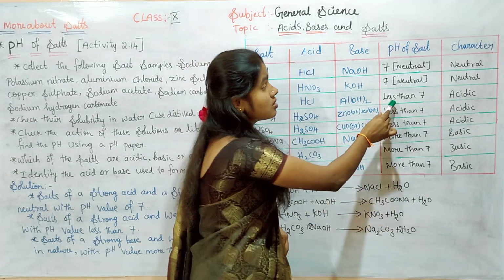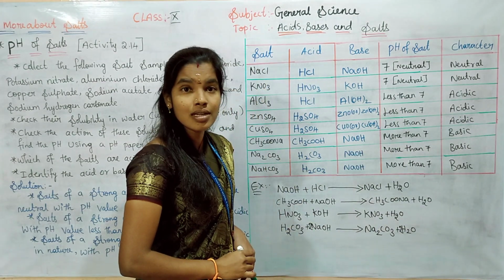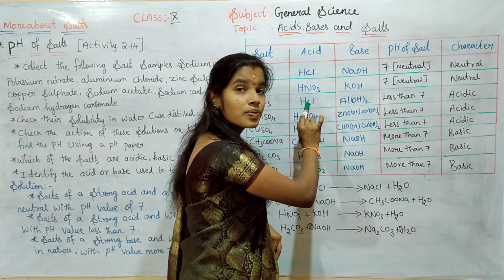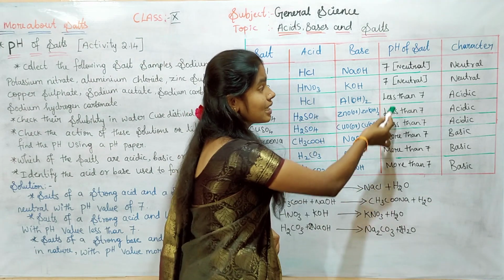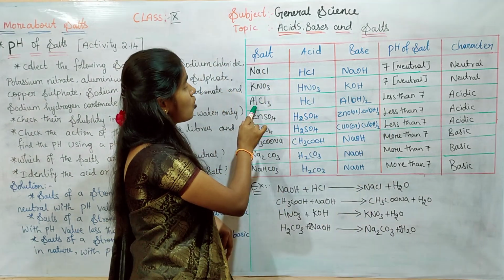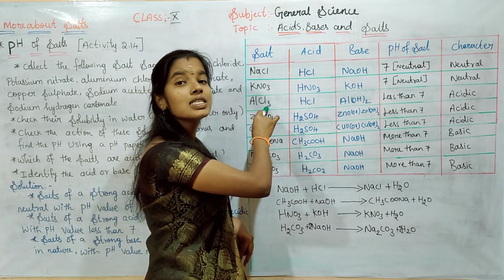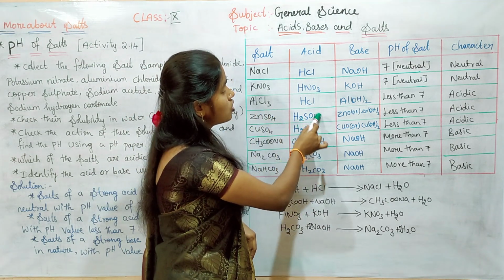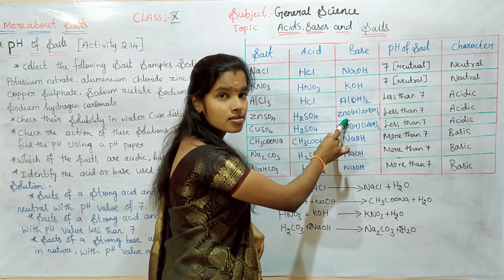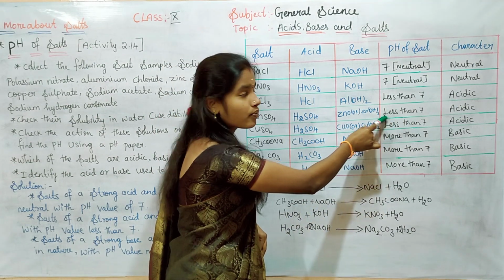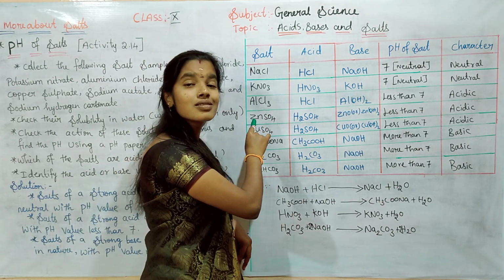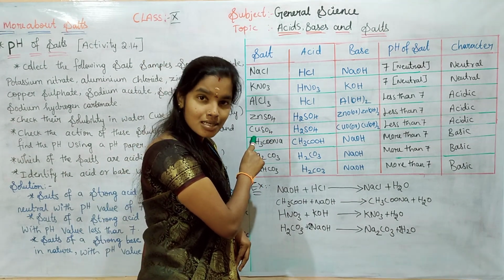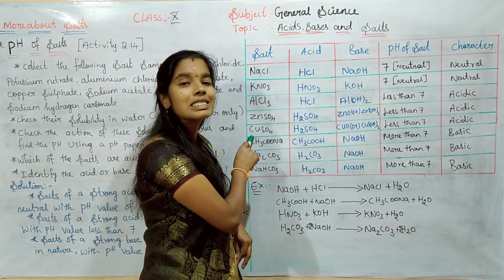And the next one is less than 7. The pH is less than 7 because a strong acid reacts with a weak base. So the corresponding salt, aluminium chloride, is acidic in nature. Okay. And the next one is a strong acid reacting with a weak base. The pH is less than 7. So the corresponding zinc sulfate is acidic in nature. And copper sulfate also, the pH is less than 7. It is also acidic in nature.